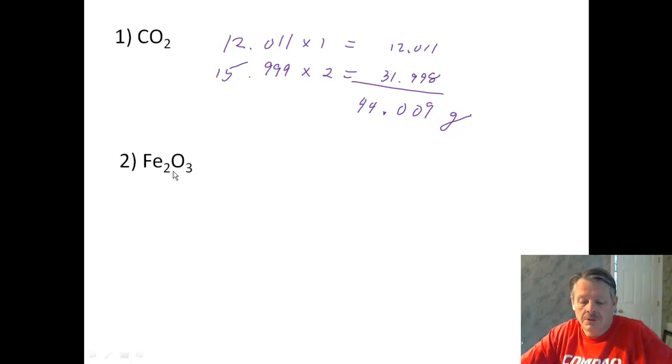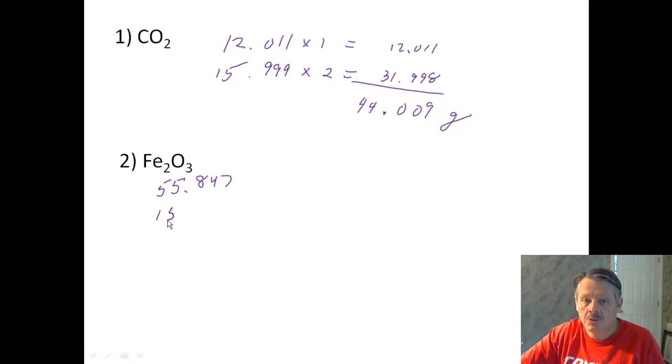So let's just look things up on our periodic table because that's what it's going to take. Right, you have to take iron, which is 55.847, and you have oxygen, which is 15.999. Those are your two elements. I've got 2 irons. I've got 3 oxygens. So I multiply them out. I'm not going to waste your time doing that, and come up with 159.69 grams.